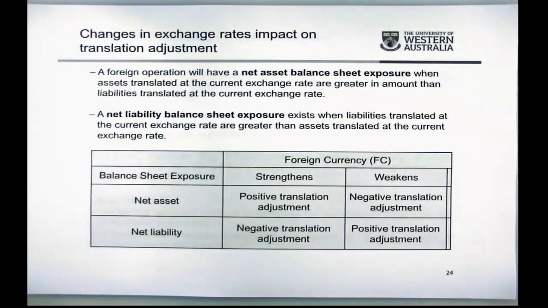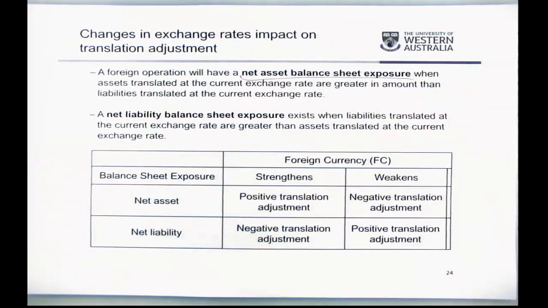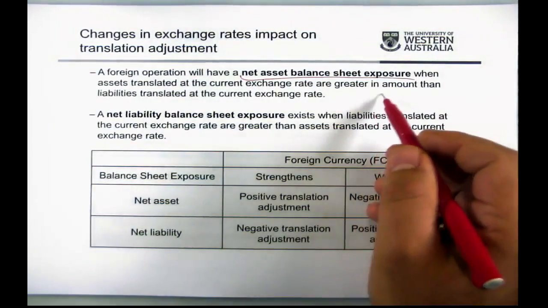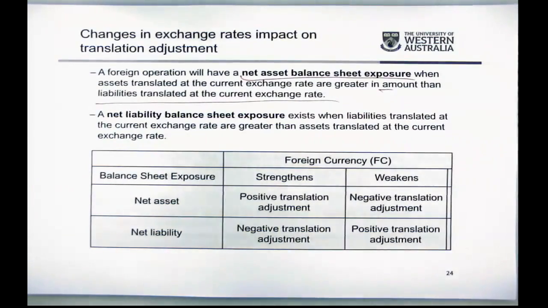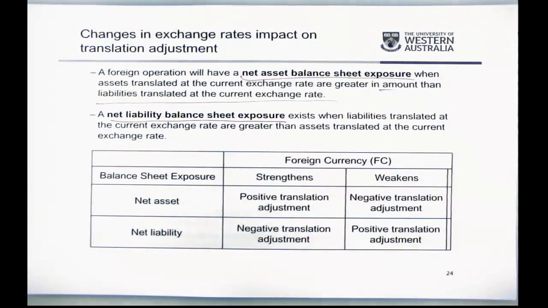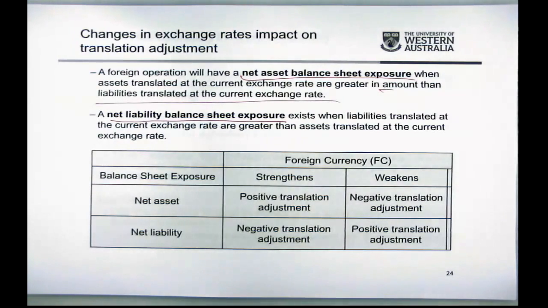So a firm will have a net asset balance sheet exposure if assets translated at the current rate are greater in amount than liabilities translated at the current exchange rate. A firm has a net liability balance sheet exposure if the liabilities translated at the current exchange rate are greater in amount, of course, than the assets translated at the current exchange rate.